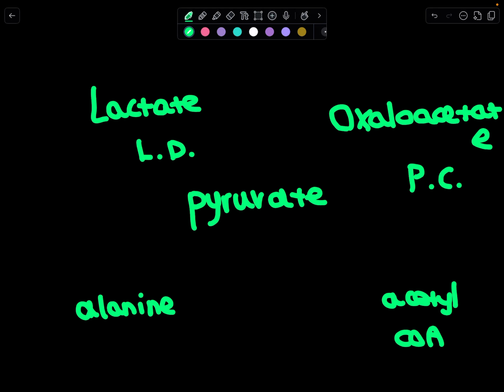Pyruvate becomes alanine in muscles, especially during exercise or fasting, when amino groups need to be shuttled to the liver for protein metabolism or gluconeogenesis. Finally, pyruvate converts to oxaloacetate in the mitochondria when the citric acid cycle needs replenishing or during gluconeogenesis, like in the liver during fasting, to make glucose. The switch hinges on oxygen levels, energy demands, and whether the cell prioritizes energy production or biosynthetic pathways.